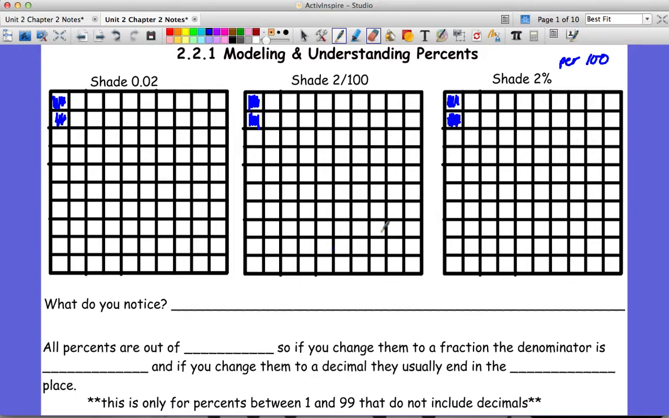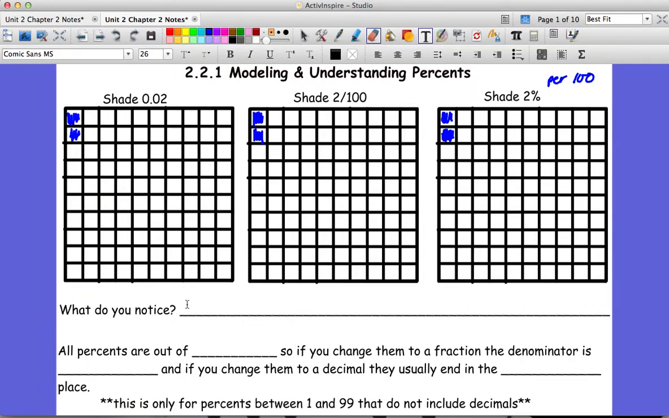So what you should have found from this is that you actually shaded in the same amount for each of these. So what you should have found is that each of these numbers are equal. Even though they're written in different forms, each of them are equal. So 2/100ths, 2/100ths, and 2% are all the same thing. It's just a different way of writing each of the numbers.